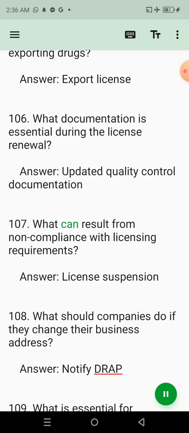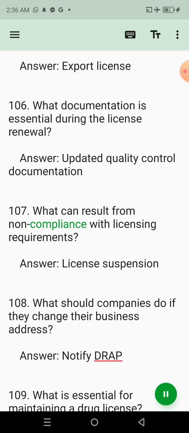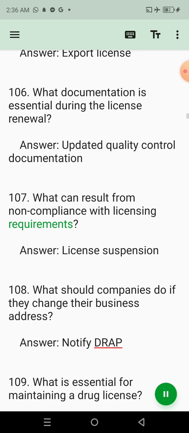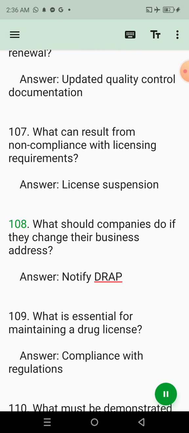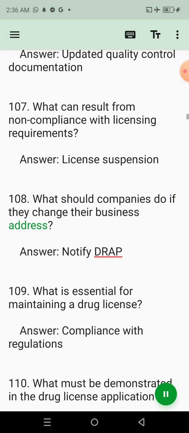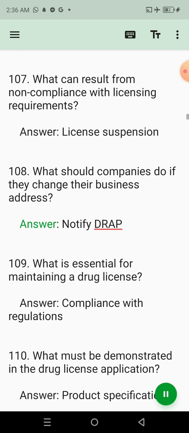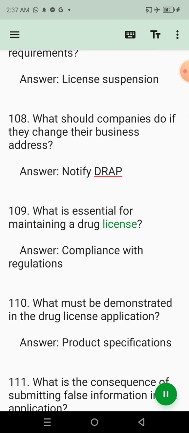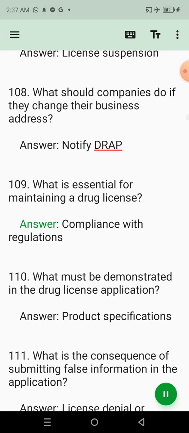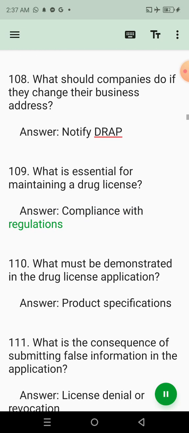107. What can result from non-compliance with licensing requirements? Answer: license suspension. 108. What should companies do if they change their business address? Answer: notify DRAP. 109. What is essential for maintaining a drug license? Answer: compliance with regulations.